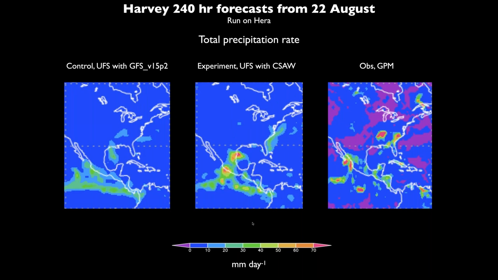These are the corresponding results at 10 days out. And the system has not moved appropriately in either model. You can see what's happened in the observations. But again, there's stronger precipitation with Seesaw.